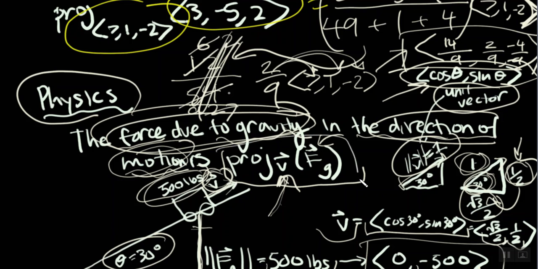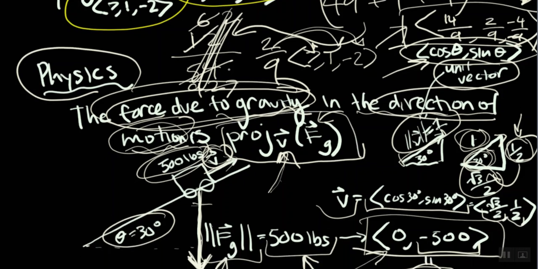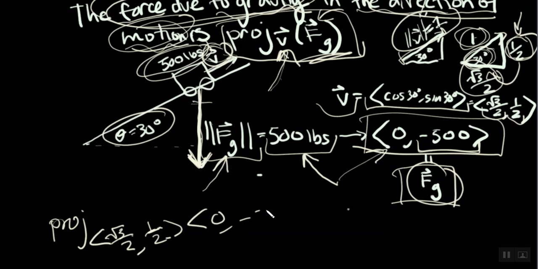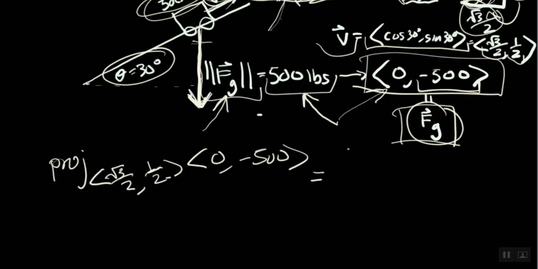And that's equal to this projection. Now, from this point on, it's simply math. So the projection of the vector v, which we know is rad 3 over 2, comma, 1 over 2, we're going to have that as the thing casting the projection. So this is 0, negative 500 is equal to, now I'm going to do some fast math, and we know that the top is going to be this dot producted with that.